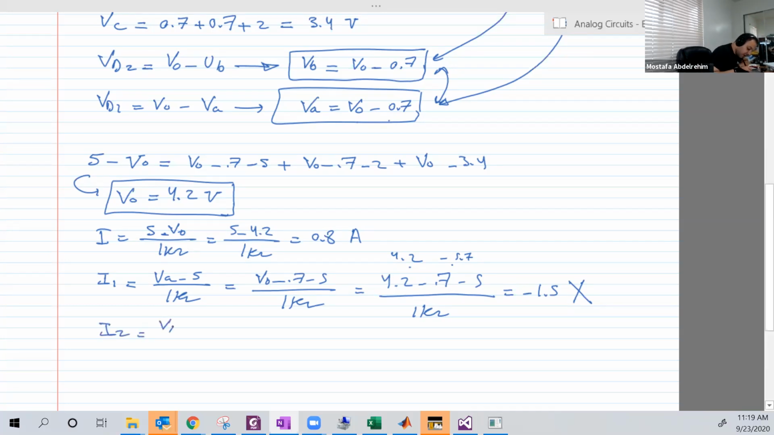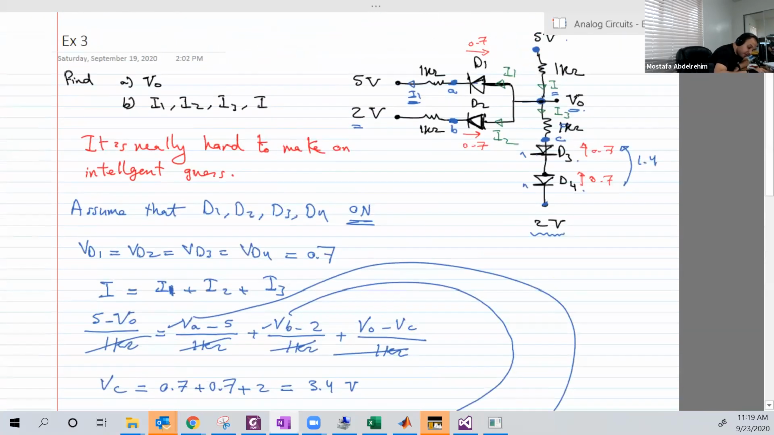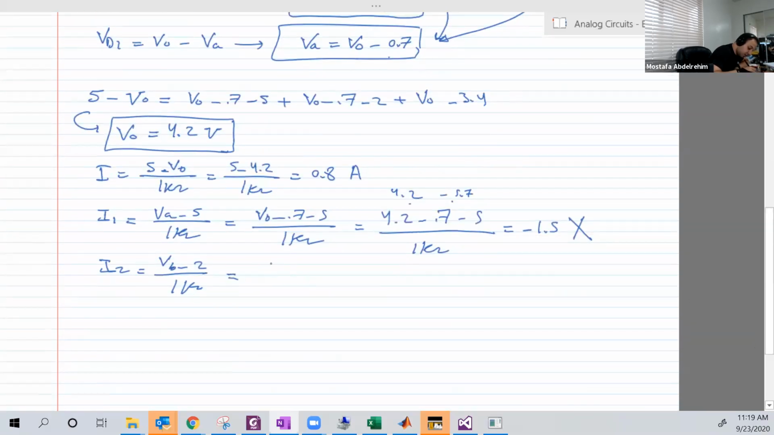I2 is equal to VB minus 2 over 1 kilo ohm. This is I2. Equal to VB, which is again VO minus 0.7, minus 2, over 1 kilo ohm. VO is 4.2 minus 0.7 minus 2 over 1 kilo ohm. This is equal to, this is minus 2.7, and here is 4.2. This will give us what? Let's do that very quickly.